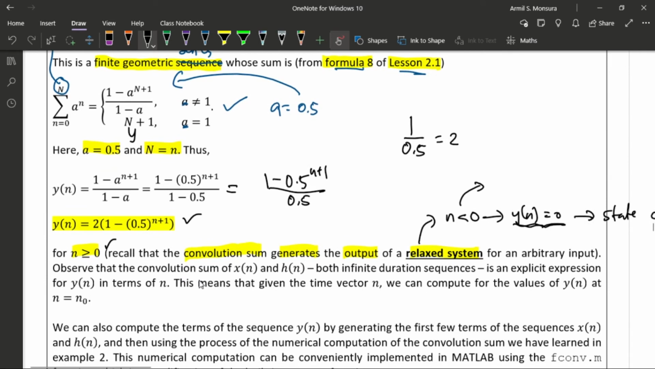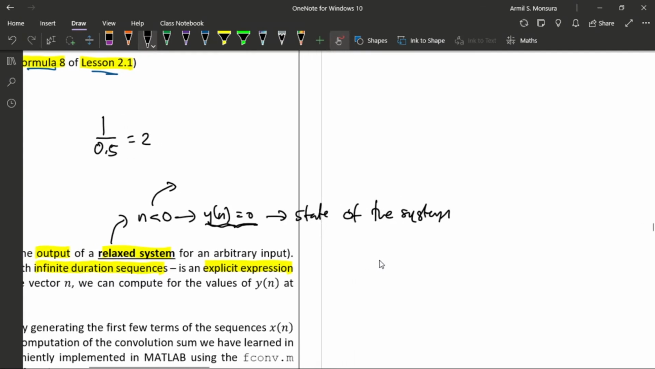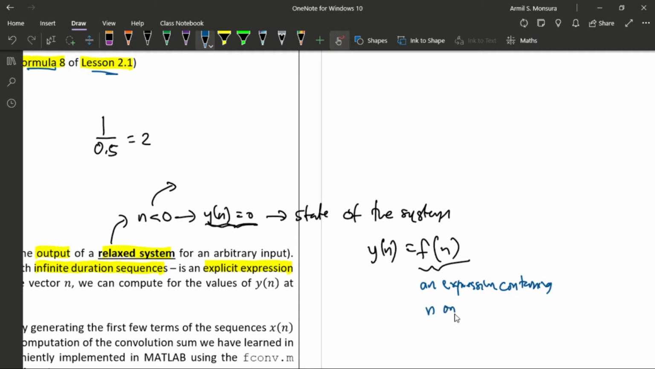Now, notice that the convolution sum of infinite duration sequences is an explicit expression for y of n in terms of n. As I said before, one of our objectives in the analysis of systems is to determine y of n, or the output sequence, as a function of n. Which means the right side should simply be an expression containing n only as a variable.